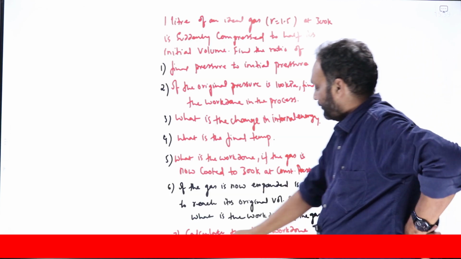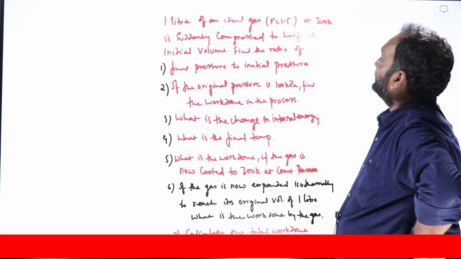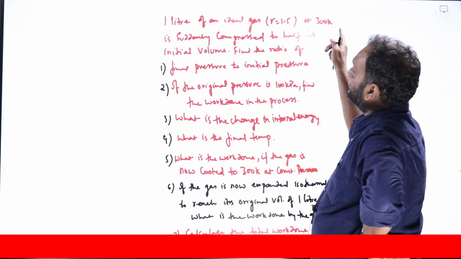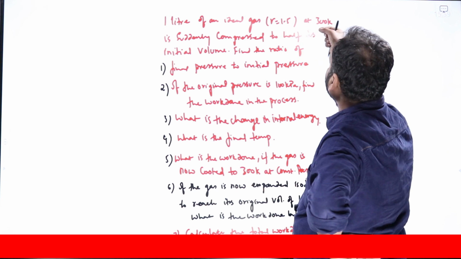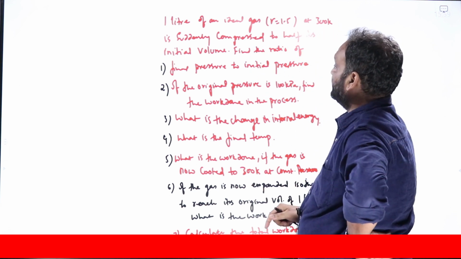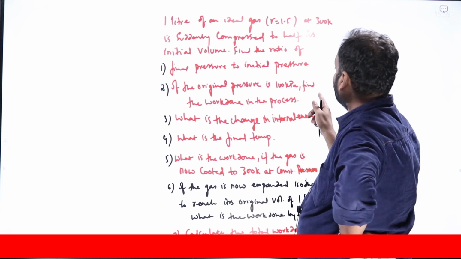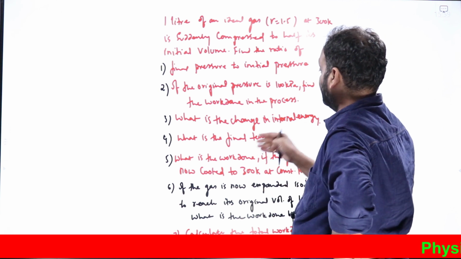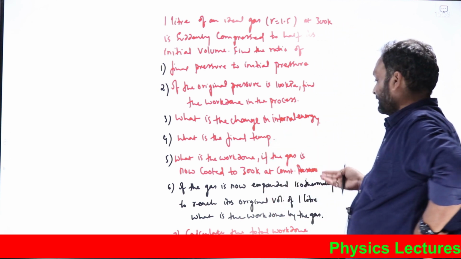Now look at this question. 1 liter of an ideal gas with gamma equal to 1.5 at 300 Kelvin is suddenly compressed to half its initial volume. Find the ratio of final pressure to the initial pressure. If the original pressure is 100 kPa, find the work done in the process. What is the change in internal energy? What is the final temperature? What is the work done?